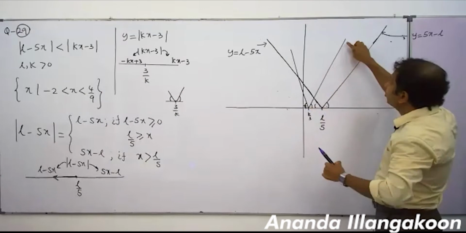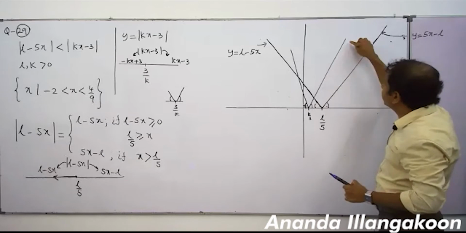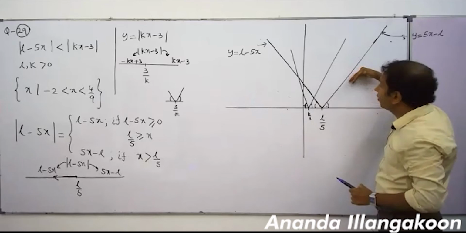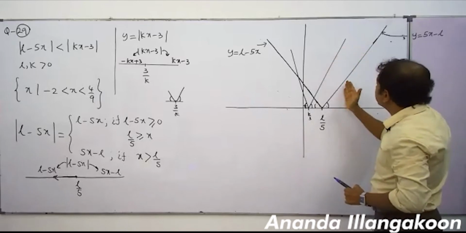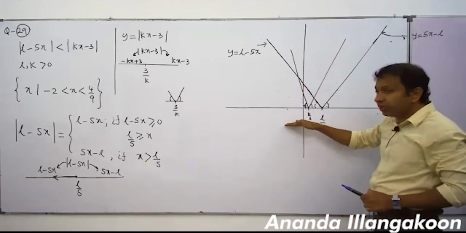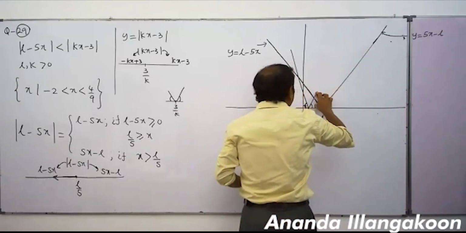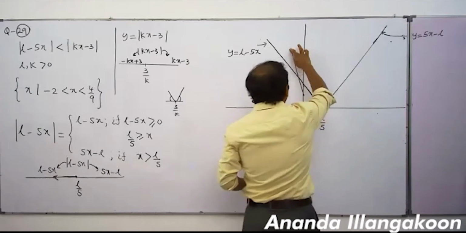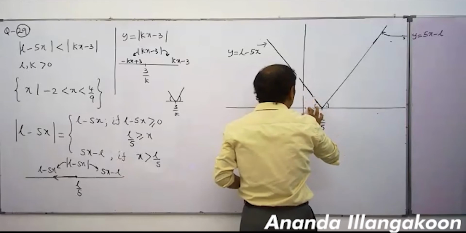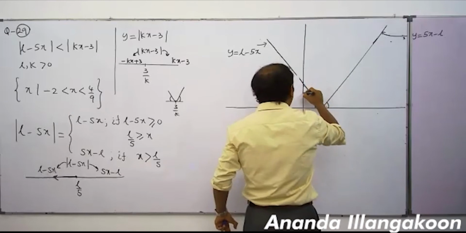So therefore, this black one is greater than this one, greater than this. Not only in that interval, -2 to 4/9, here this graph is greater than this earlier one. So this is also not possible. Due to that, this k/3 should not be on the left of L/5. Then we try this second graph on the right of L/5.